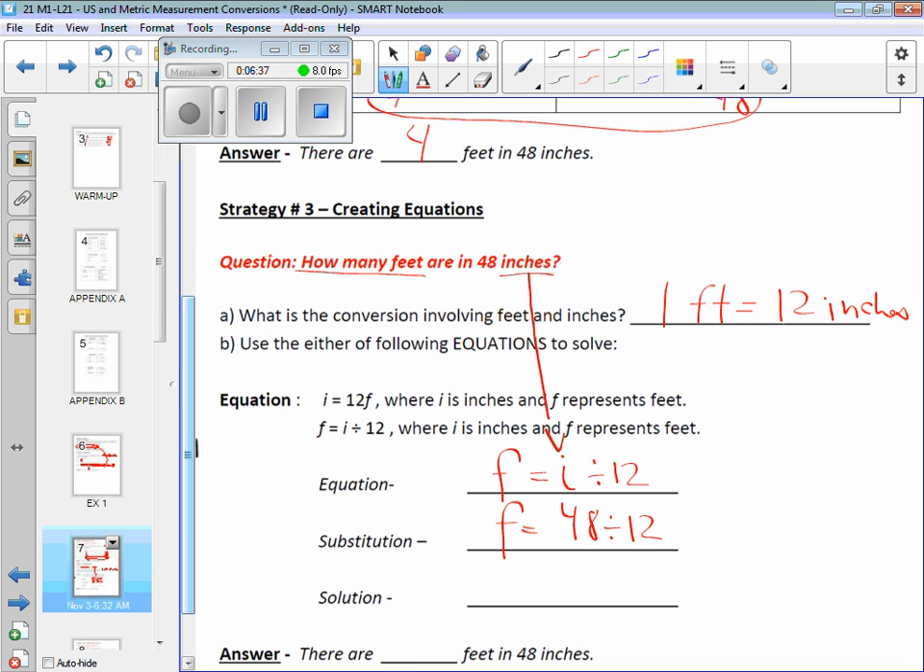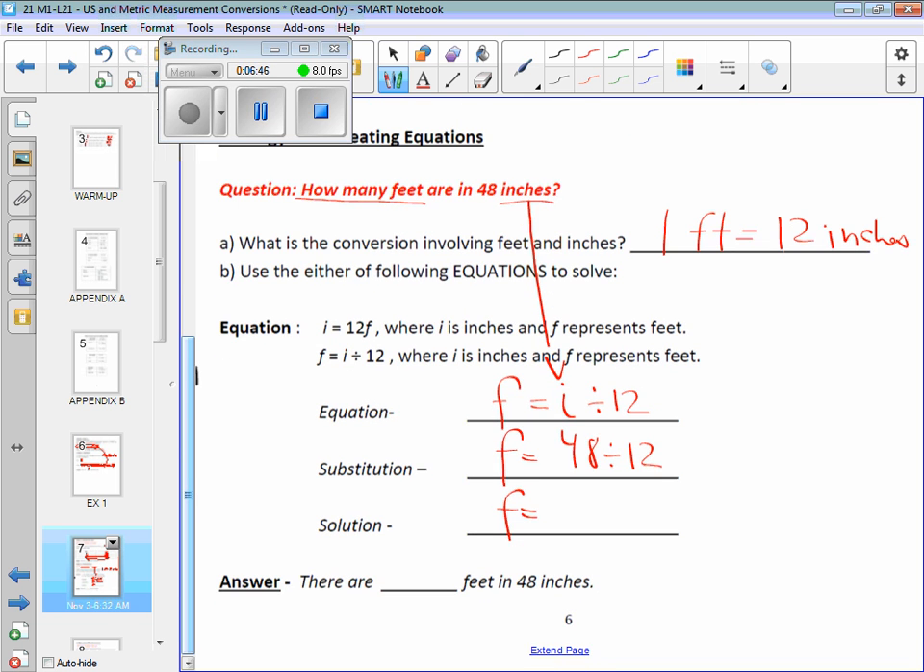Right. So 48 divided by 12 is? What is it, Steve? 12. I mean, no, 4. That's using an equation if you choose to do that.